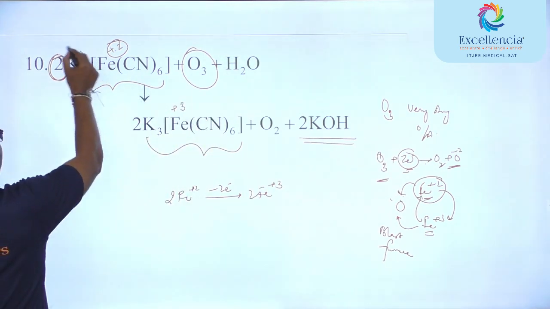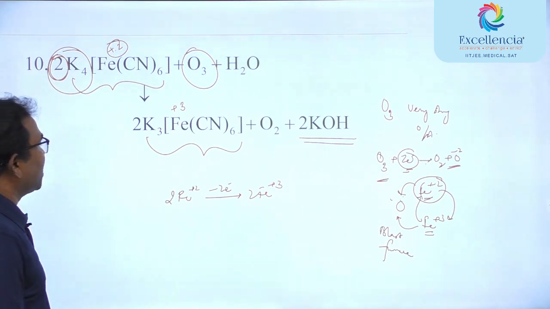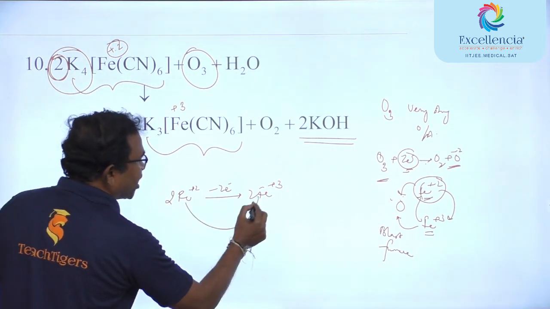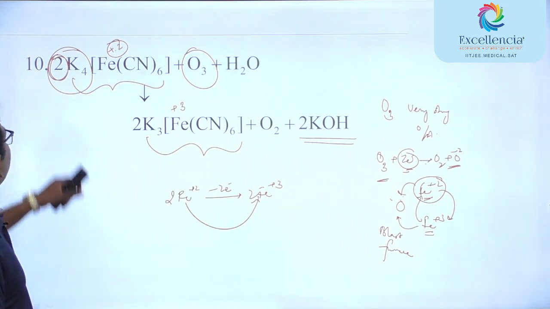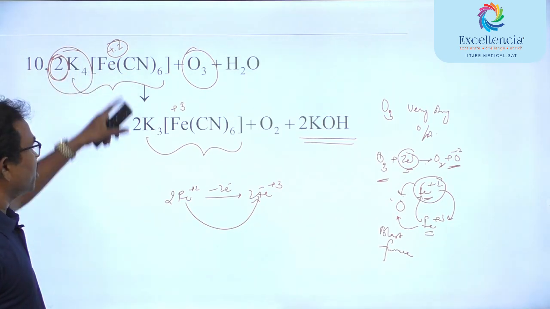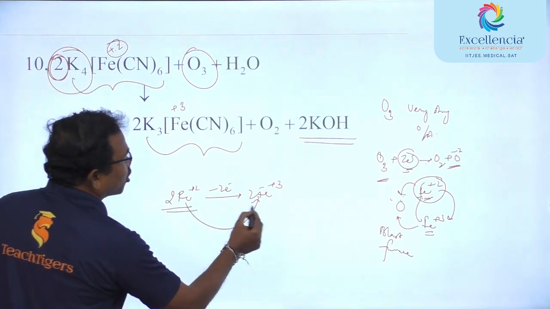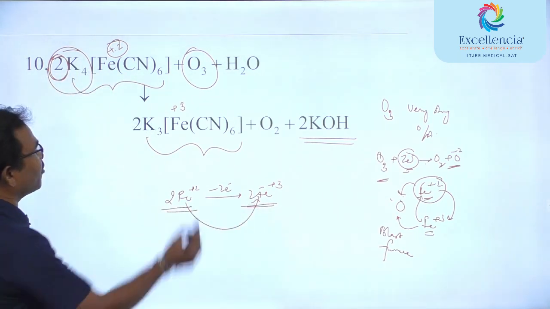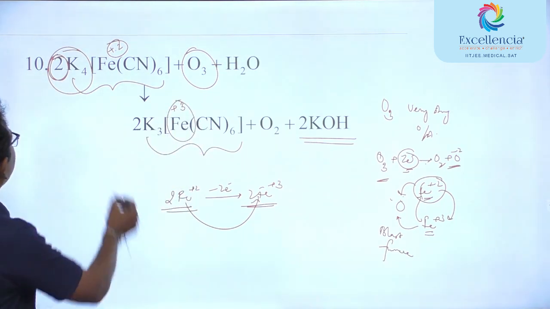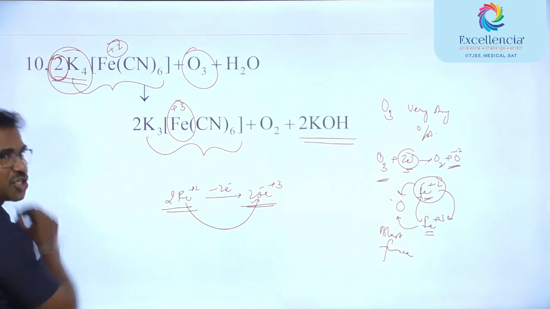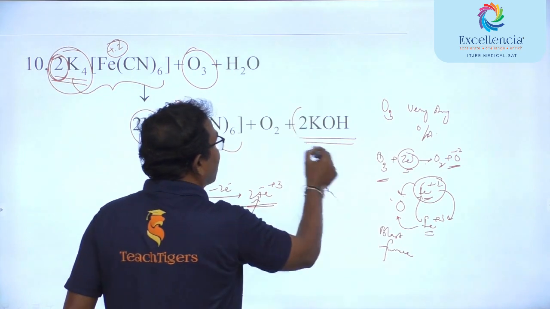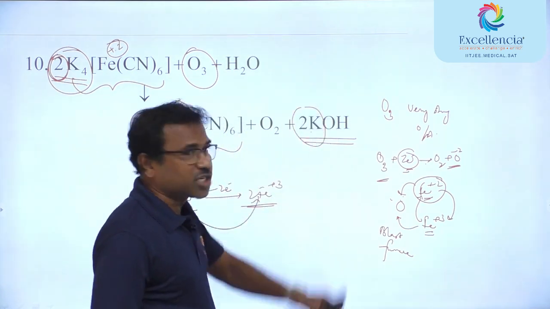Here we are taking 8 K plus, and definitely the only possibility is ferrous to ferric. How many do we have here? Here you have 2 ferrous, so definitely all 2 ferrous should go to 2 ferric. That's how we explain 2 ferric here. Now how do we explain the rest? We have 8 potassiums, and here we have only 6 potassiums, and here you have 2 potassiums. Where is this KOH coming from?